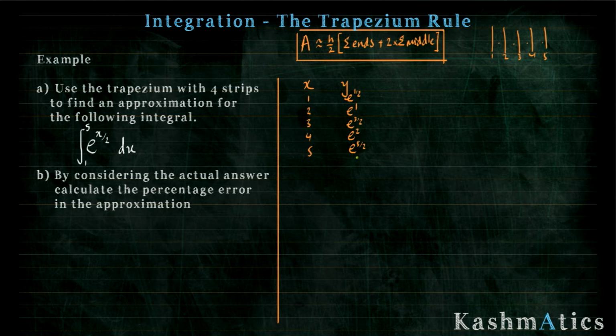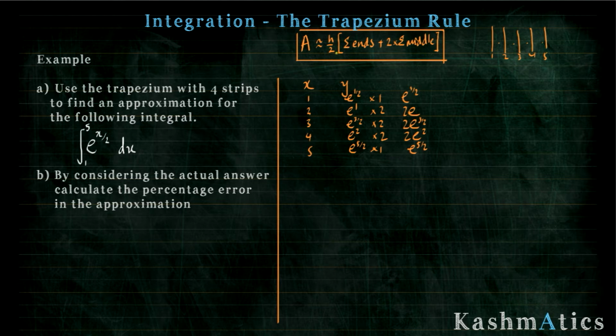And then what I do is I put in my weightings. And what I mean by that is this. It says you do the sum of the ends plus 2 times the sum of the middles. So what I do is I multiply the ends by 1, which means you don't really need to do anything to it, and then multiply the middle ones by 2. So this is still going to be e to the power of half. This will be 2e, 2e to the power 3 over 2, 2e squared, and e to the power 5 over 2.